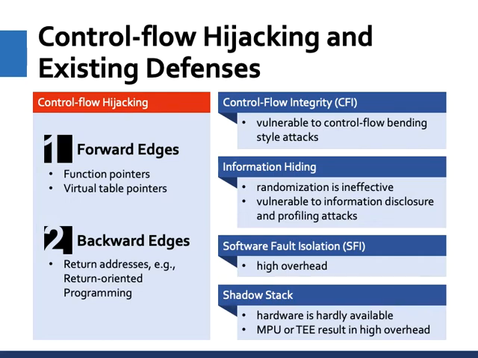Fourth, shadow stack. Shadow stack basically maintains a separate stack for return addresses. However, this one either requires special hardware or has high overhead. So none of these existing methods can handle ROP style attacks well enough. However, MuleWrite can prevent ROP style attacks fundamentally.